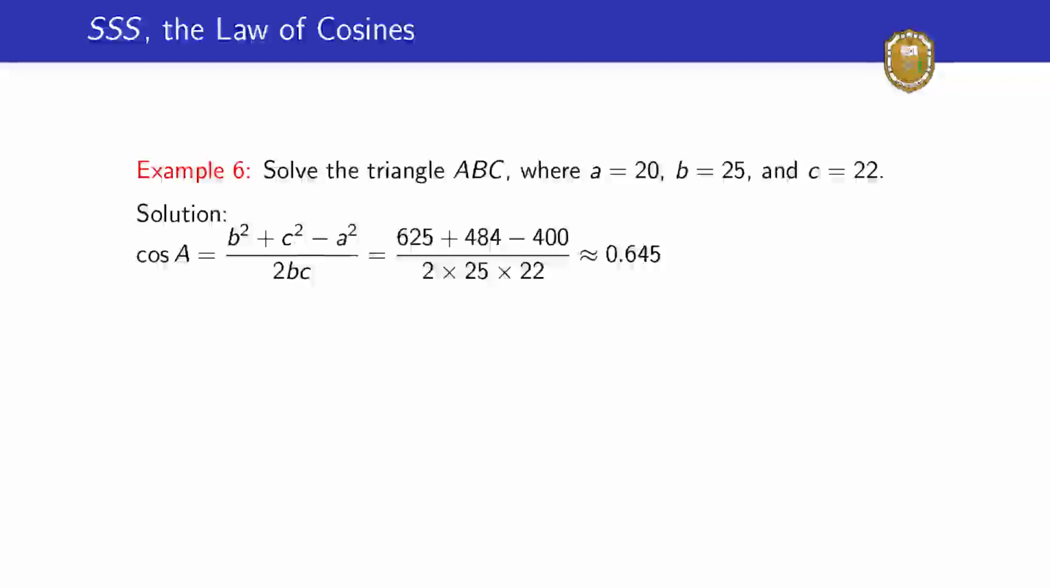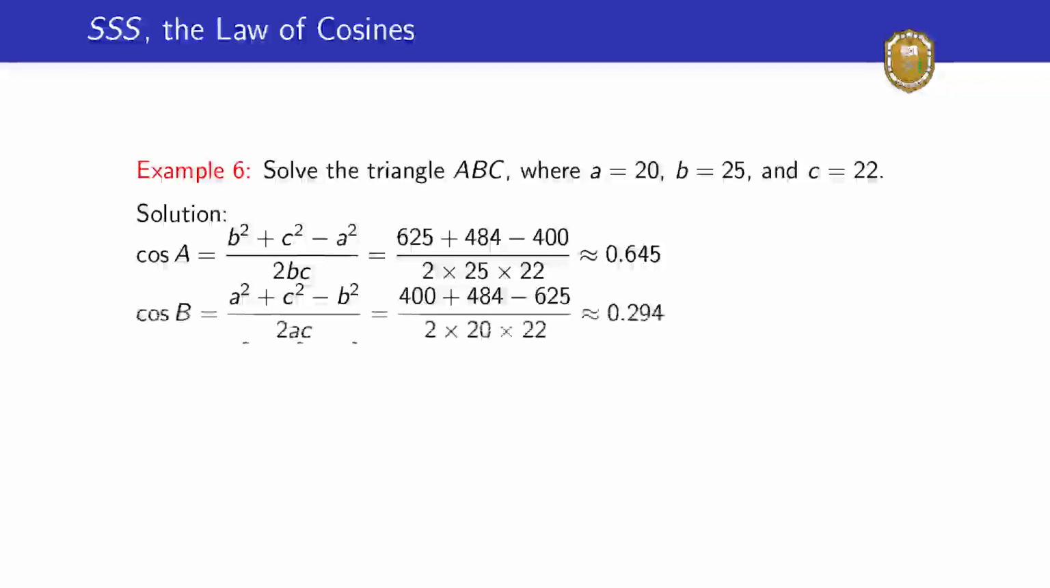Similarly, we can use the law of cosines to see that cosine B is approximately equal to 0.294 as indicated over here, and that B is an angle which is approximately 72.9 degrees. Now, since we know that A plus B plus C is equal to 180, we can get angle C as C is equal to 180 minus A plus B, and that will be approximately 57.4 degrees.